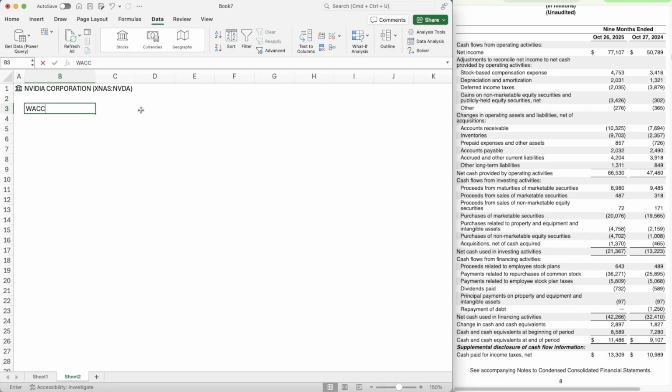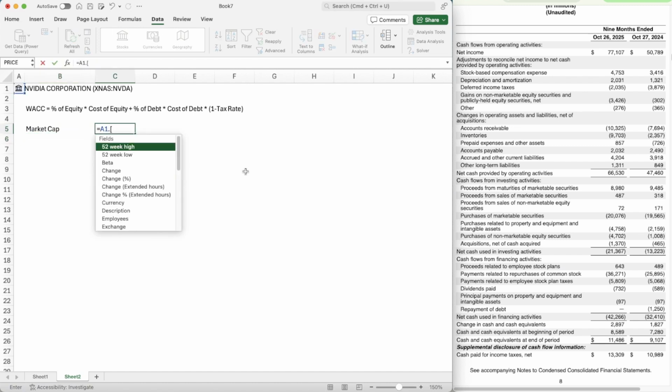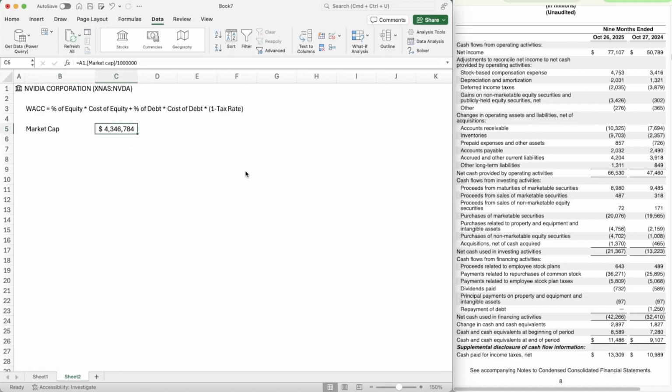So what is the WACC? The WACC is your weighted average cost of capital, and it is your percentage of equity multiplied by your cost of equity, plus your percentage of debt multiplied by your cost of debt, multiplied by 1 minus your tax rate. The first line item that we need is market cap. To get that, you just go equals A1. Remember to divide this by 1,000,000 so it formats correctly. So Nvidia right now is a $4.3 trillion company.